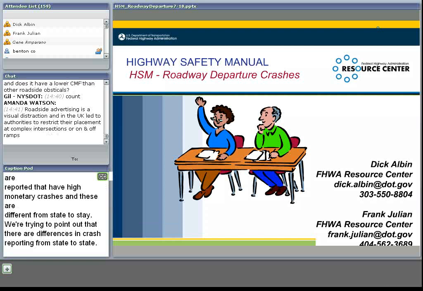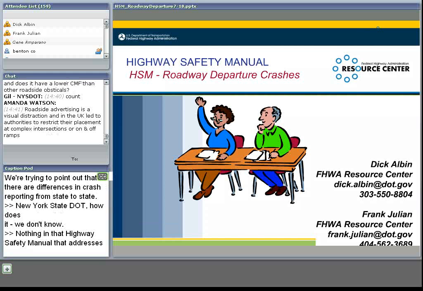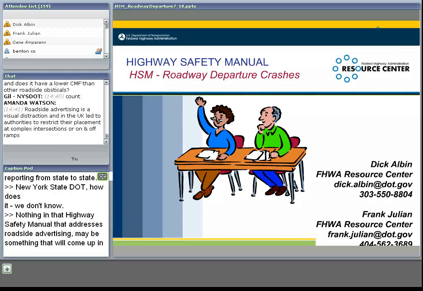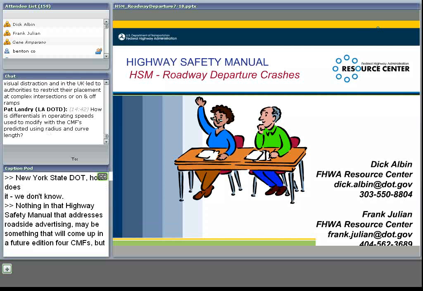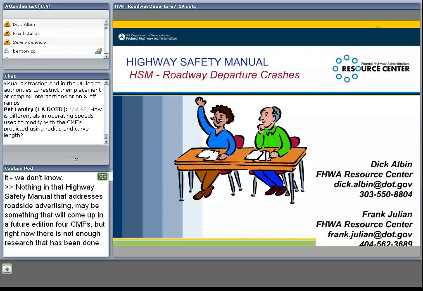Next, from New York State DOT: how does roadside advertising affect crashes? We don't know. There's nothing in the Highway Safety Manual that addresses roadside advertising. That may be something that comes up in a future edition for a CMF, but right now I would say there's probably not enough research that's been done to quantify that particular effect.